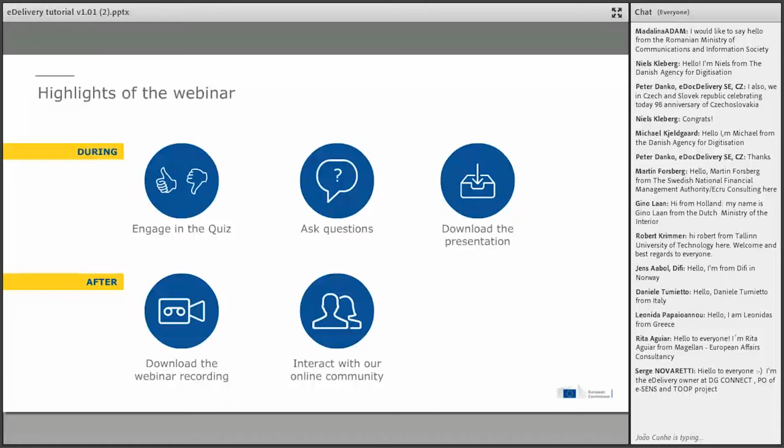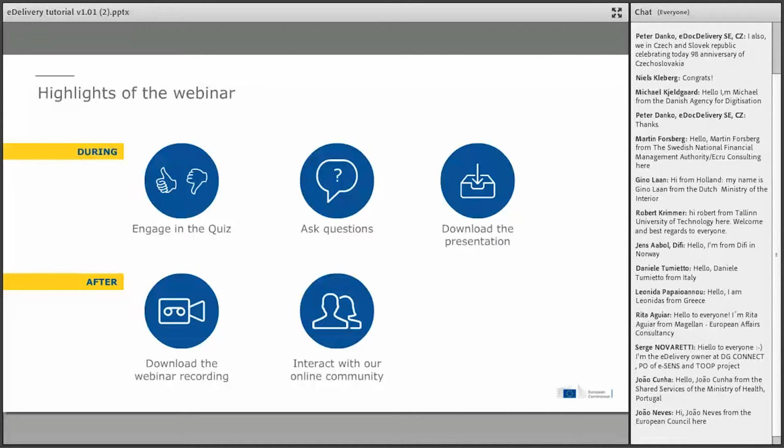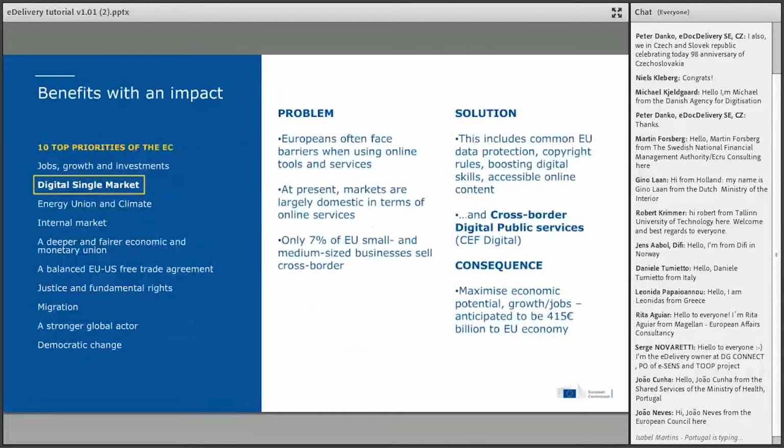By way of solving this, the European Commission and EU member states undertook a number of initiatives. They looked at data protection, they looked at increasing people's digital skills, and it was also identified there was a need for efficient cross-border digital public services connecting Europe. One of the foreseen benefits of achieving this interoperable and interconnected Europe is a projected 415 billion euros to the European economy.